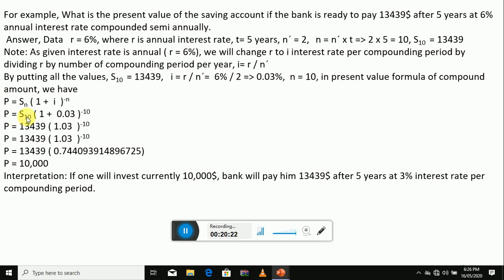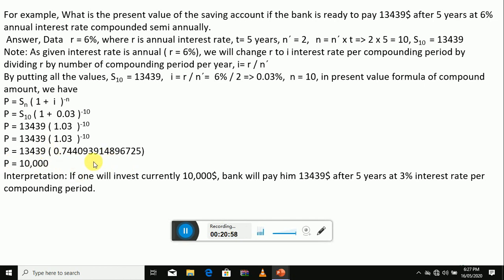P is equal to S10 multiplied by (1 plus i), where i is 0.03, raised to the power minus 10. Future value S10 is 13,439, (1.03) raised to the power minus 10. P is equal to 13,439 multiplied by (1.03) to the power minus 10, and now P is equal to 13,439 multiplied by 0.7440. When we enter 1.03 raised to the power minus 10 in the scientific calculator, it gives us this value, and P is equal to $10,000.